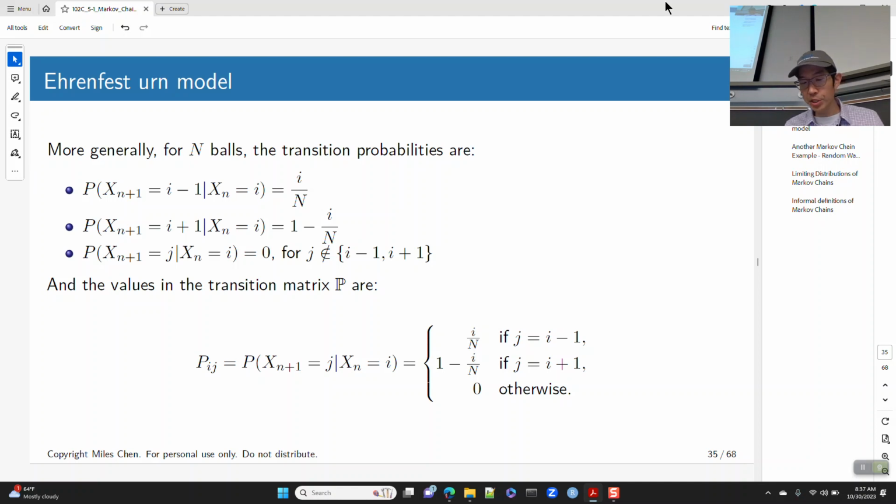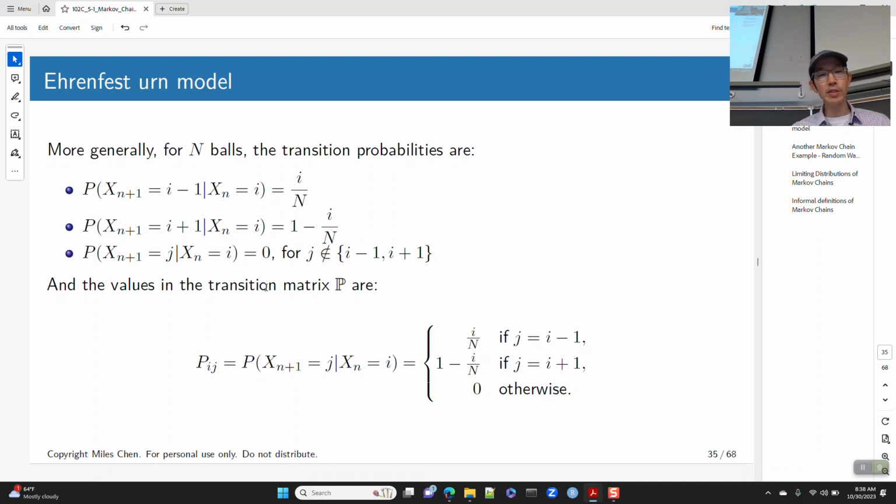Okay, if we wanted to generalize this for any number of balls n, then the transition probabilities are as follows. If we currently have I balls in urn A, the probability that we move down to I minus 1 is the probability that we select a ball from urn A. If there's a total of n balls in the system and I of them are in A, the probability that we select a ball from A is I over n. And if we select a ball from A, we end up at I minus 1. The probability that we go to I plus 1 means we selected a ball that wasn't in urn A, so that's the complement, 1 minus I over n. And moving to anything else has probability 0.